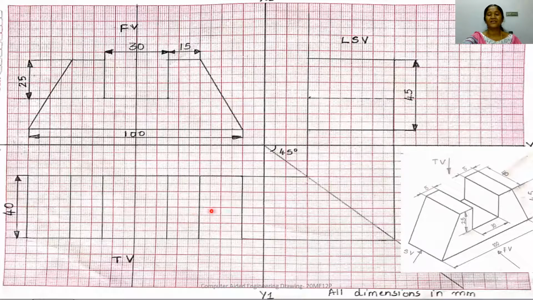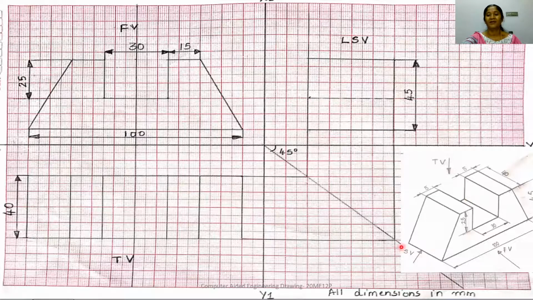Similarly, you draw the projectors from the top view in order to get the width of the component in the side view. So for that, from this end, you draw a horizontal projector to the 45-degree line and project it upwards. Again, from this end, you draw a projector line to the 45-degree line and project it upwards and complete this rectangle. So this width will be 40 mm.